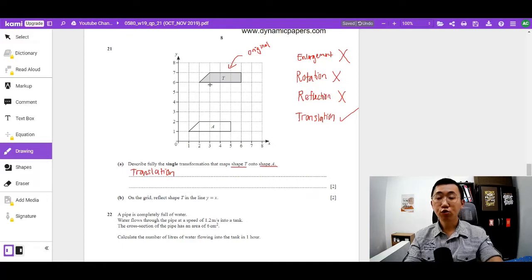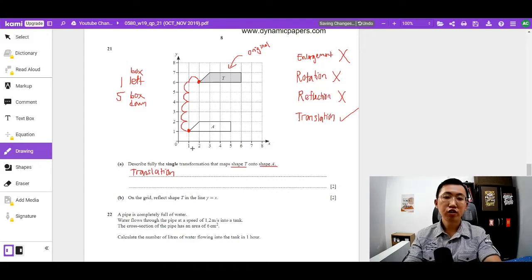Okay, so how to find how they move? You take point by point. So I'm going to take this point. Obviously it has been moved to this point, right? So check your movement. 1 box left and how many boxes down? So I'm going to write 1 box left. How many boxes down? So count 1, 2, 3, 4, 5. 5 boxes down. Okay, so that is your movement, your translation.